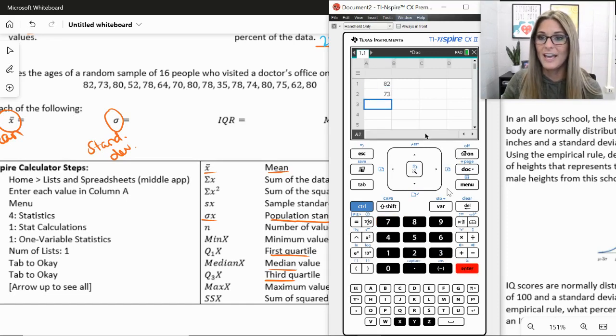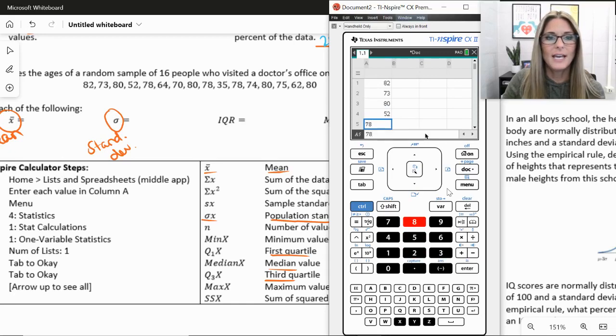Now you can type these in and then use the enter button, or you can arrow down, whichever you prefer, to get to the next box. 80, 52, 78, 64, 70, 80, 78, 35, 78, 74, 80, 75, 62, and 80. Okay, I've added those all up. Our example did say it was a sample of 16 people.